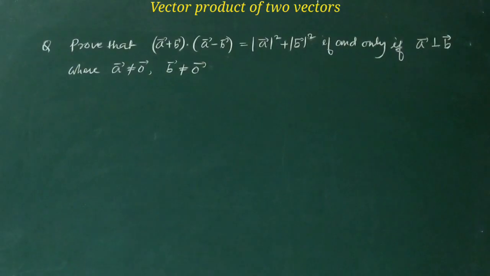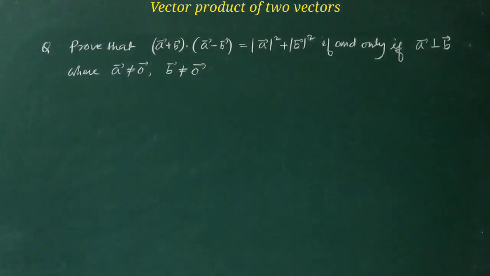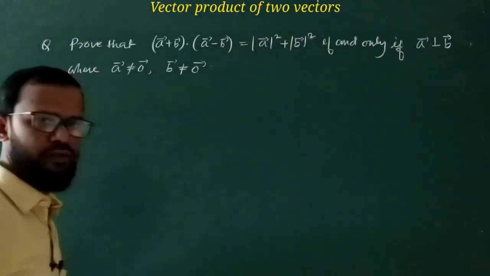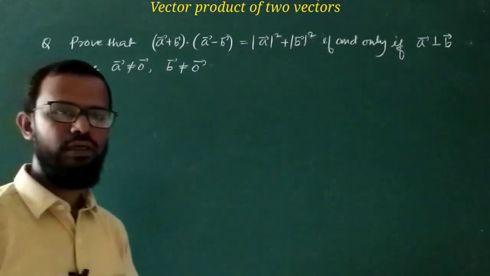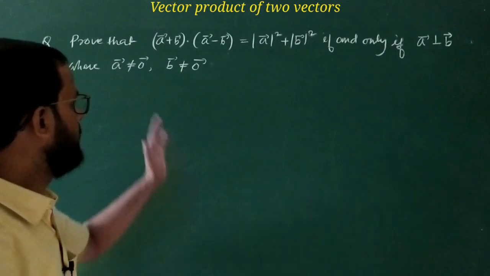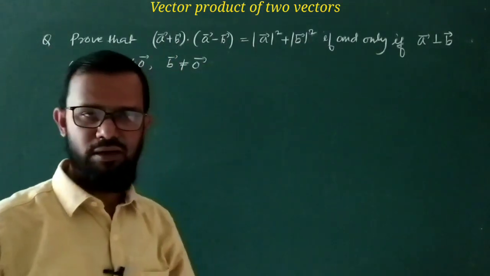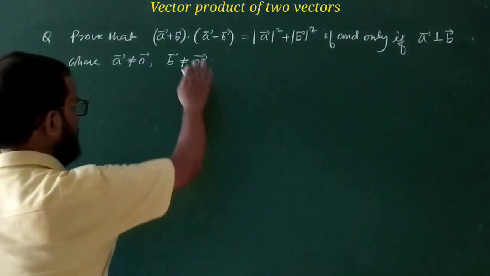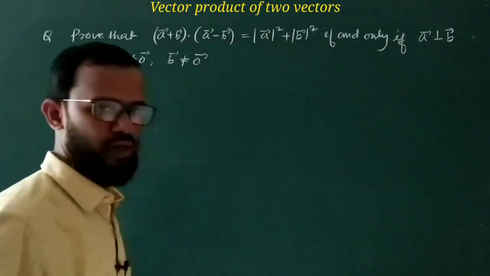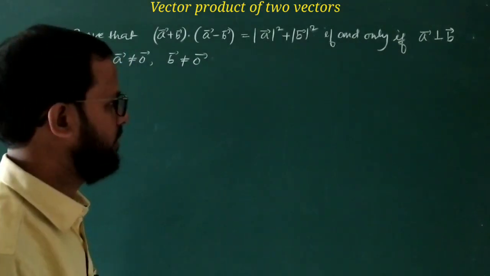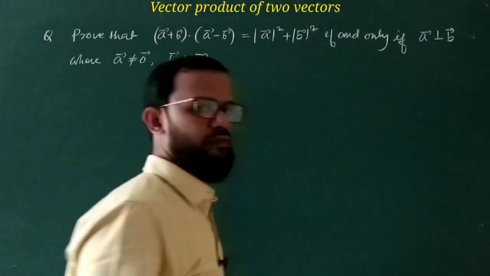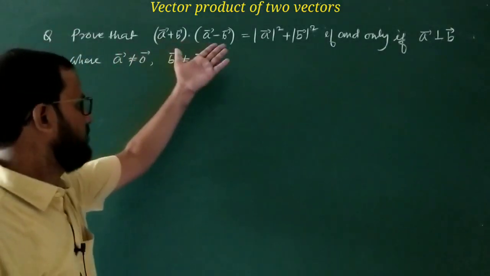This is a very good question. In this question you see, prove that a vector plus B vector dot a vector minus B vector is equal to magnitude of A whole square plus magnitude of B whole square. You are going to prove it. This left hand side is equal to right hand side if and only if both the vectors are what? Perpendicular. That means if this is equal to this, then A vector is perpendicular to B vector, and if A vector is perpendicular to B vector, then you can prove that this is equal to this.